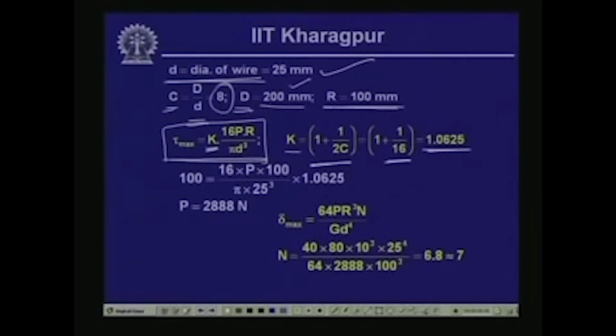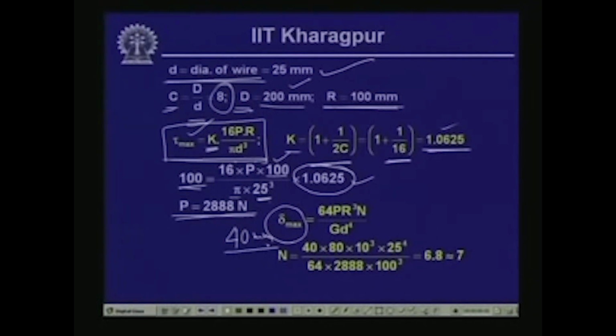Now, we substitute all these values in the expression for the stress, because the stress is to be limited to 100 megapascal. Here, 16 times P times R, where R is 100, over pi times 25 cube, d being 25, and the factor K equals 1.0625. Then the value of P from this expression comes as 2888 Newton. Also, it is stated that the maximum value of the deflection of the spring is restricted to 40 millimeter.